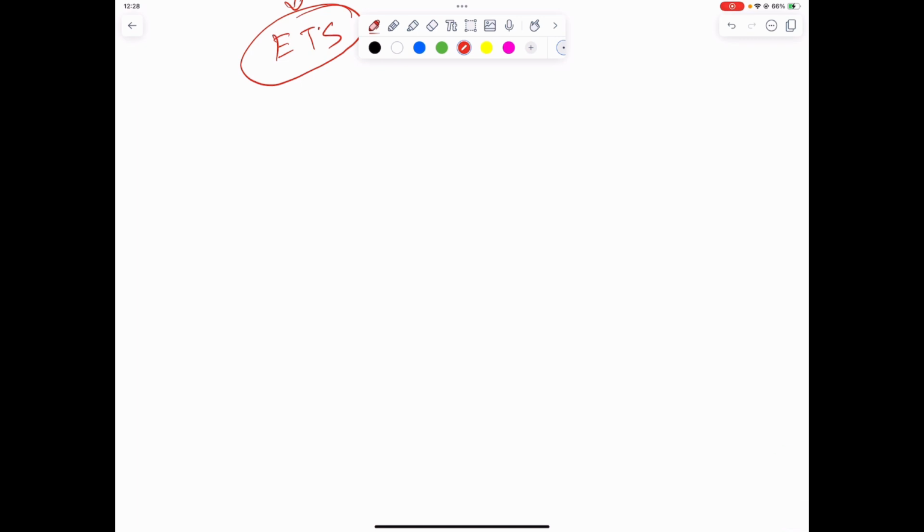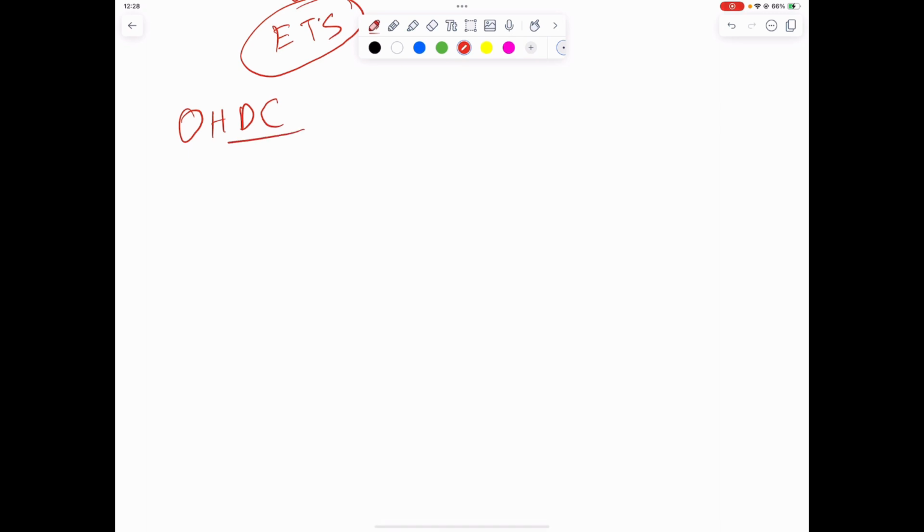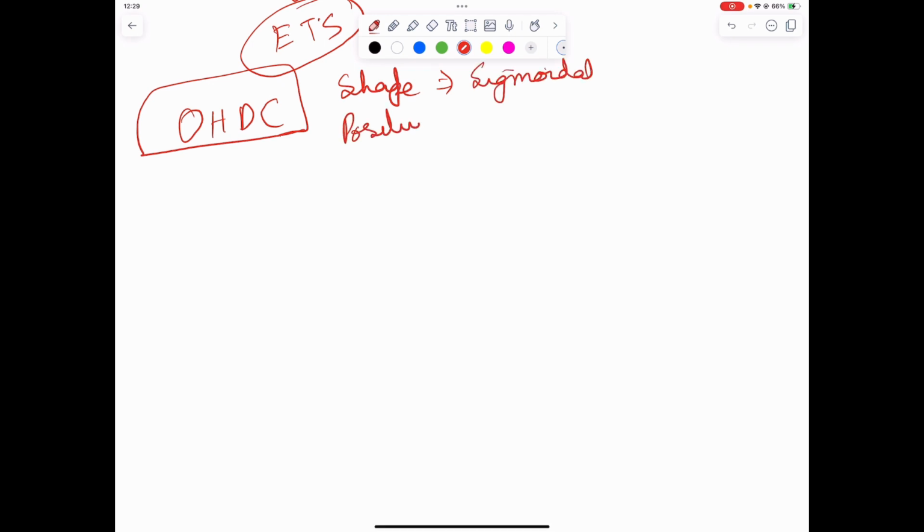Now we come to the oxygen hemoglobin dissociation curve. Remember, the oxygen hemoglobin dissociation curve is very often asked. Firstly, we cover the points that we have to mug up. The shape is sigmoidal, and there is positive cooperativity.